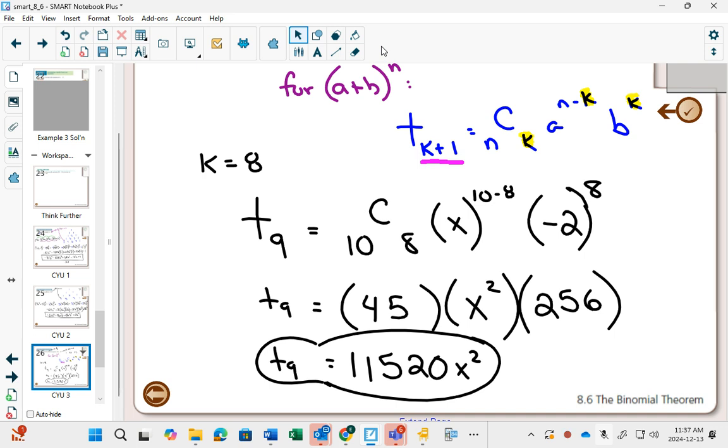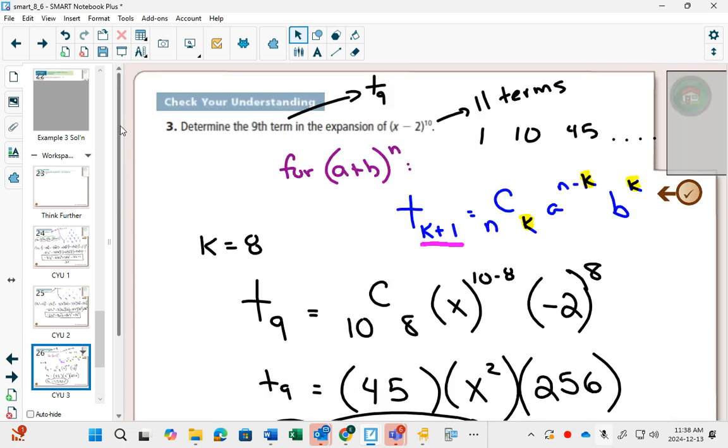So when the numbers are smaller, sometimes they say expand completely. When the numbers are bigger, they'll say, can you find a specific one? And in this case, the 9th term. And if you can, perfect, no problem. And the questions you can do for practice on this are 5 and 11.